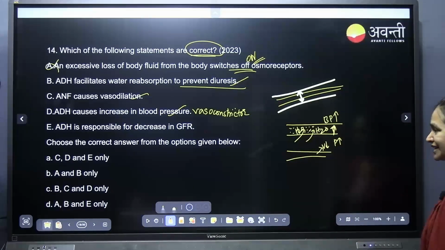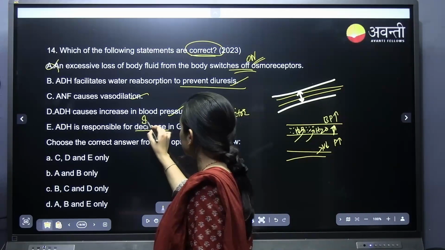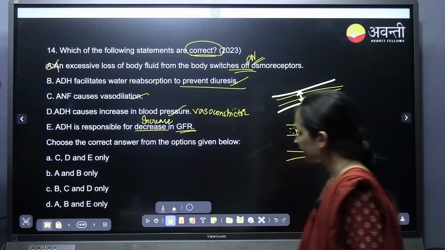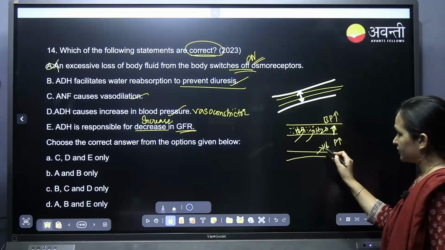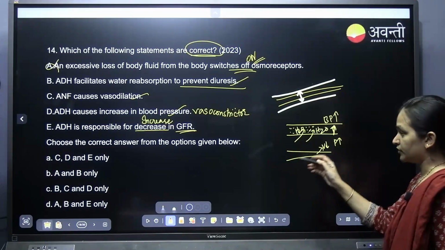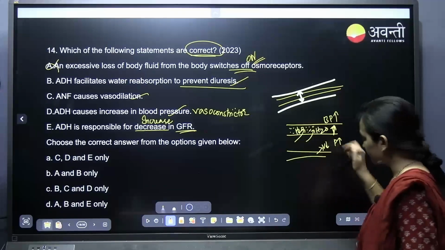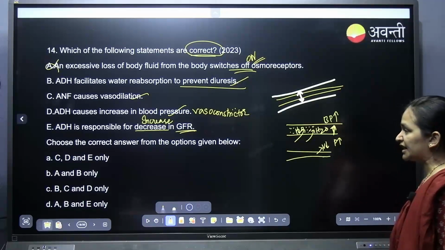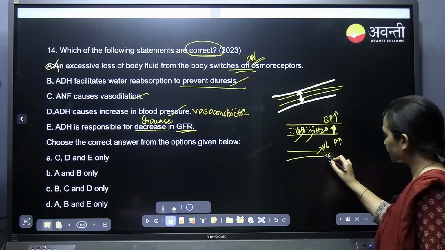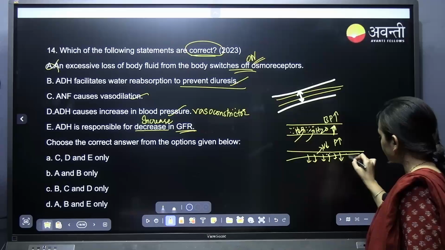ADH is responsible for decrease in GFR. ADH is responsible for increase in GFR, the increase in glomerular filtration rate. See, ADH released, vasoconstrictor. ADH is also called vasopressin. Vaso means blood vessel, pressin means press, which means it increases the blood pressure. When it increases the blood pressure, whatever is inside, the filtration rate will be more, right?